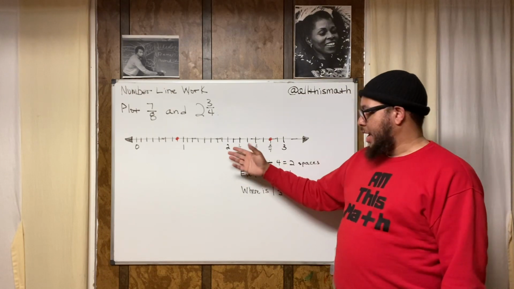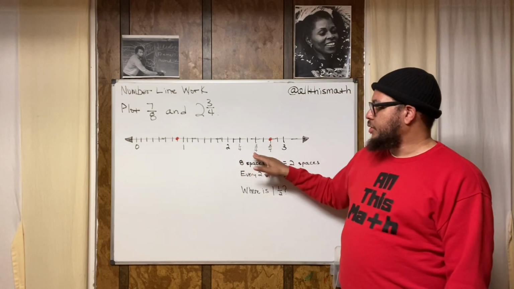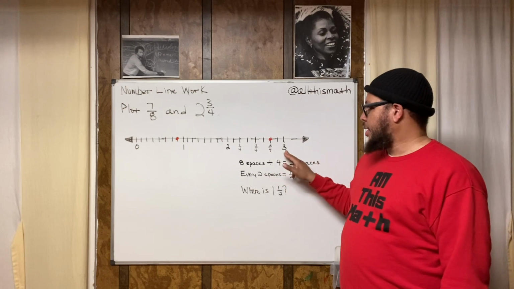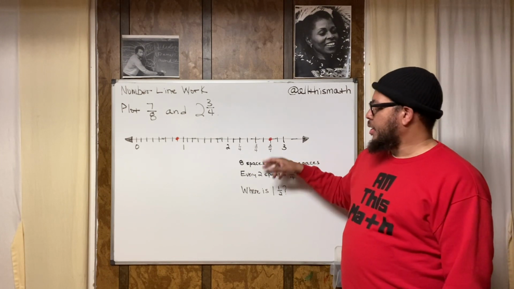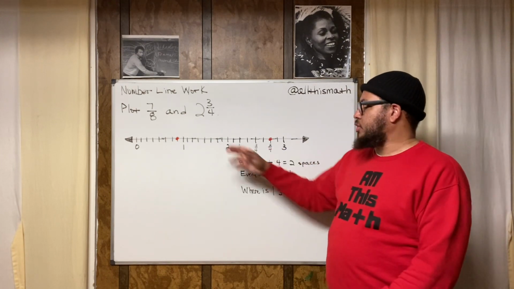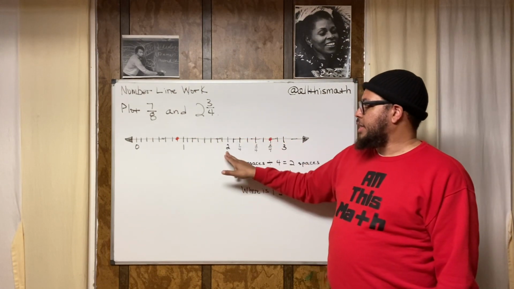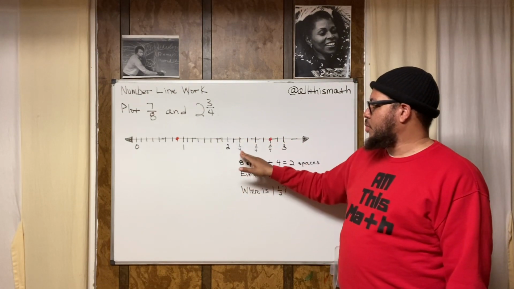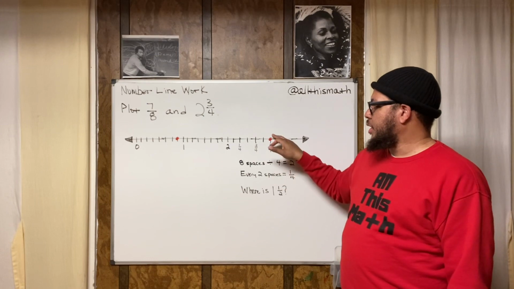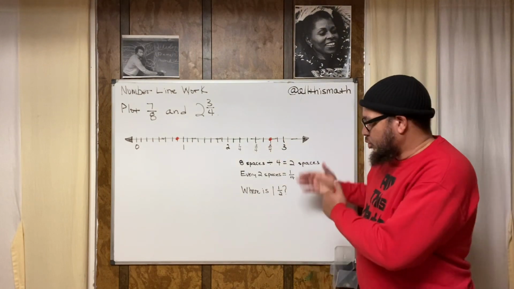And that's why I got it labeled like this: 1/4, then 2/4, then 3/4, then 4/4. All right. So I already got 3/4 labeled right there. That means that 2 and 3/4 is: start at 2, go 2 and 1/4, 2 and 2/4, 2 and 3/4. That's that right there. And this is how you do it.